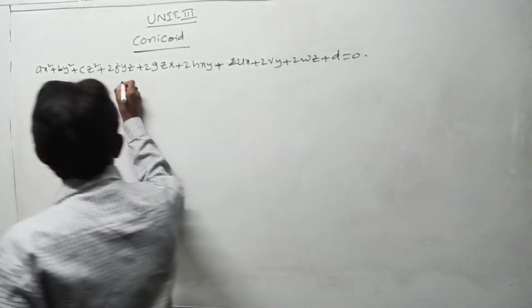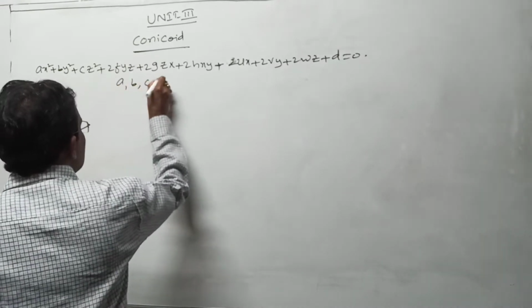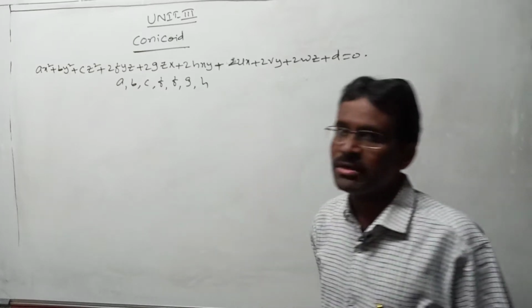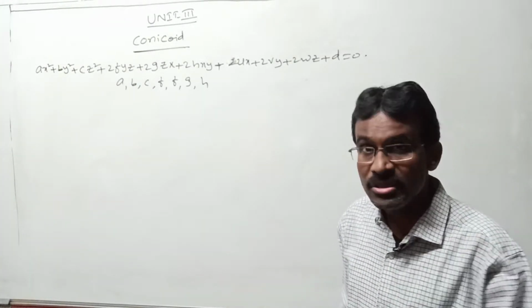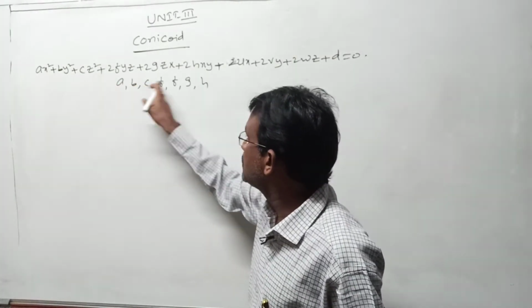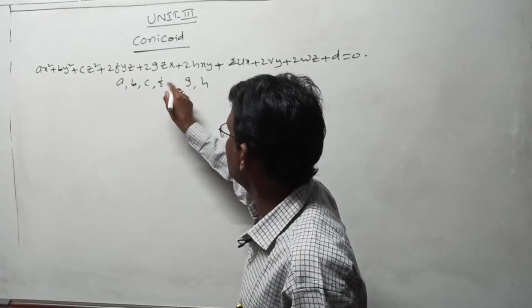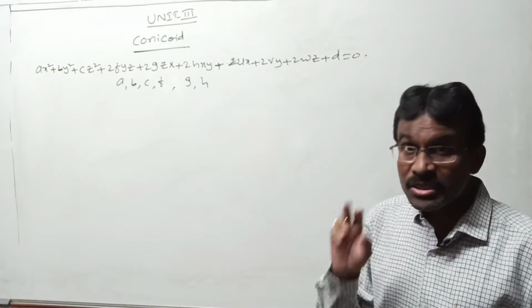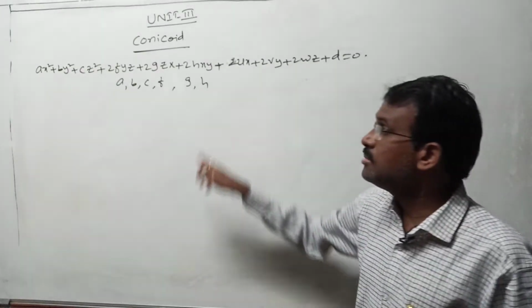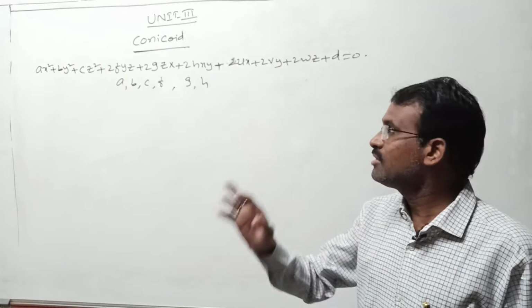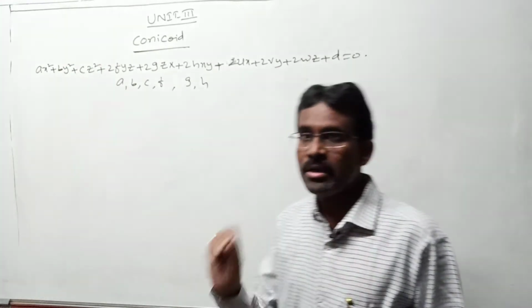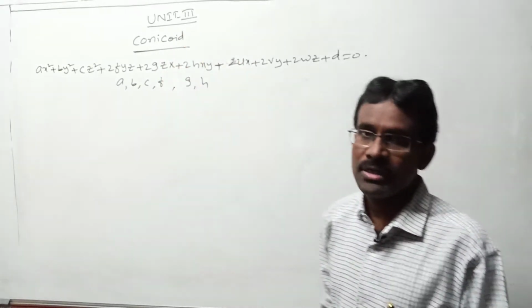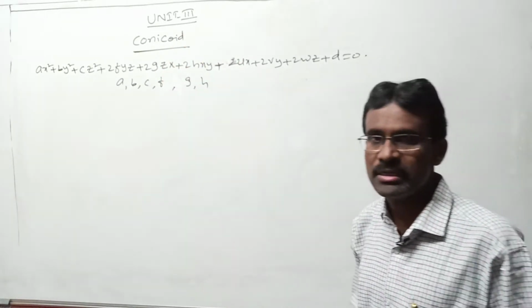In this case, these a, b, c, f, g, h and u, v, w, d are all constants. At least one of a, b, c, f, g, h must be non-zero. Then this represents a surface which is called a conicoid. This is the definition of conicoid.